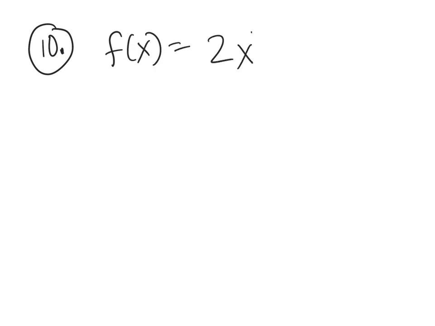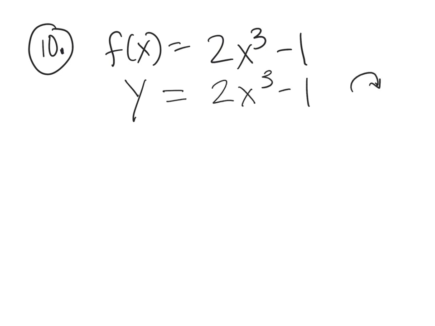Number 10 is the last one on this video that we're going to do. f of x equals 2x cubed minus 1. So I'm going to first put y for f. Then I'm going to switch the x and y. So x equals 2y cubed minus 1. And now I need to solve for y.